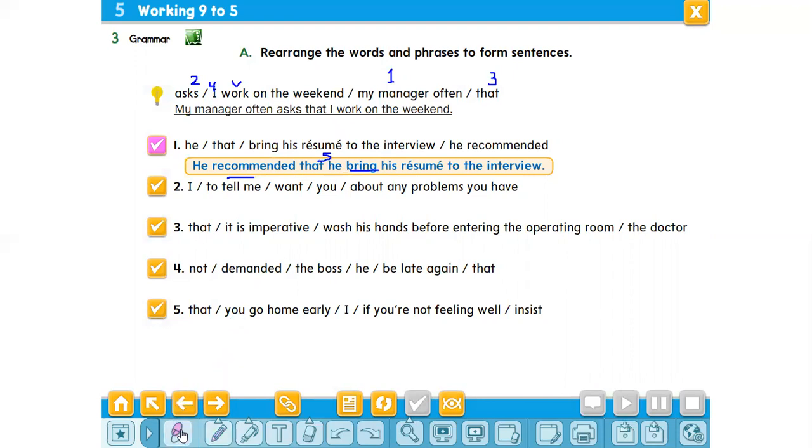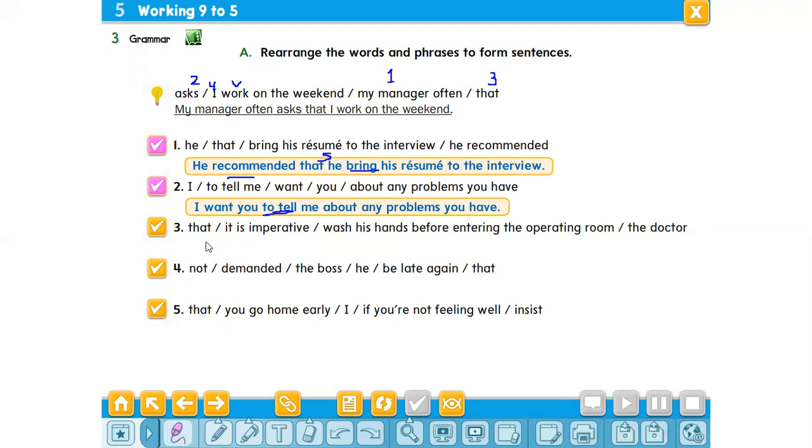Number 2, I to tell me want you about any problems you have. Where is the first subject? Excellent. I want you plus infinitive. Very good. I want you to tell. I want you to tell me about any problems you have.